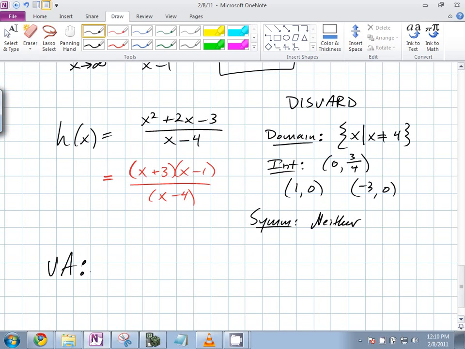Can someone tell me what is the one vertical asymptote of this? What is it? Say the whole thing. 4. Yes, that is correct. Are there any removable discontinuities? None. We didn't cancel anything out. So let's keep moving here.